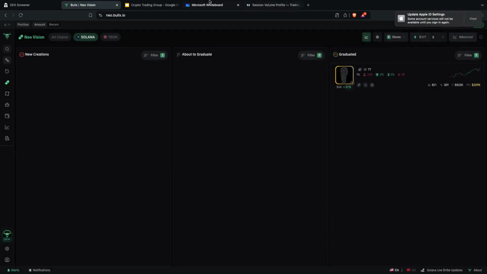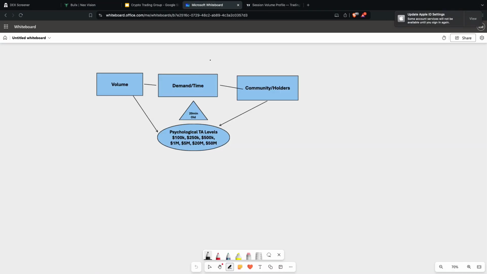So time is very important. Time and age of a meme coin is very important. Volume is very important because it shows us the potential capability and staying power of a meme coin. So when you have these two things in mind, it's going to be easy for you to figure out which meme coins to concentrate on and just how to make money from them.